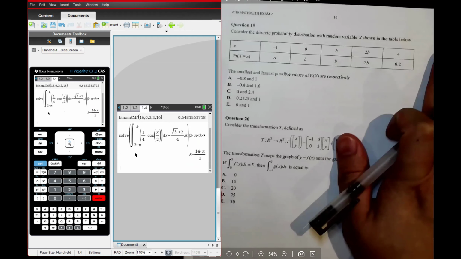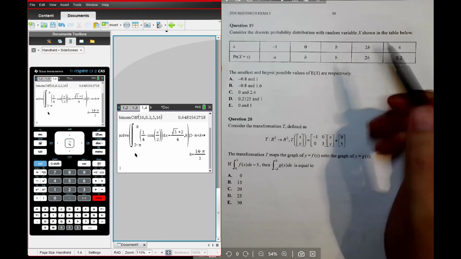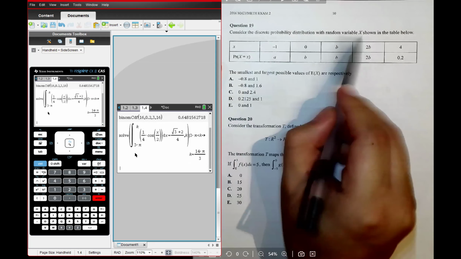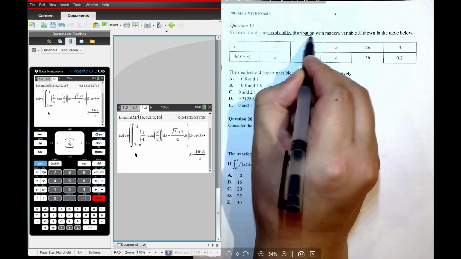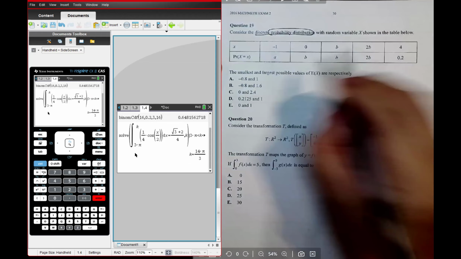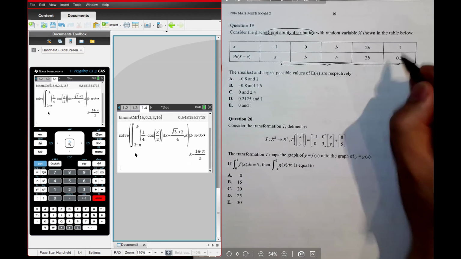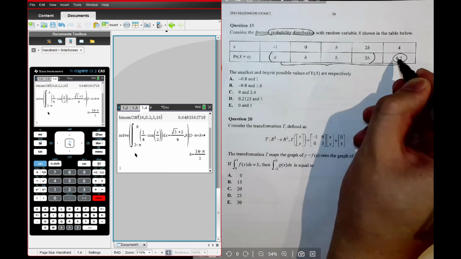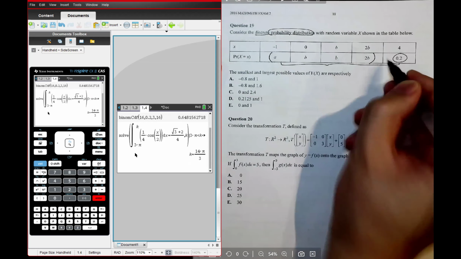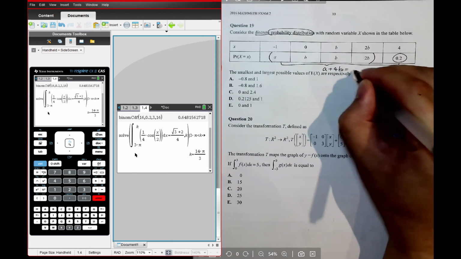Question 19 was considered to be a slightly more challenging question. But if you look at the discrete probability distribution for random variable x here, one thing you need to recognize is that for any probability distribution, the sum of all probabilities will be 1. In that case, if you knock out the 0.2, the sum of these 4 cells in the probability cells will be 0.8. So what I'm trying to say is A plus 2B plus 2B plus 4B equals 0.8.